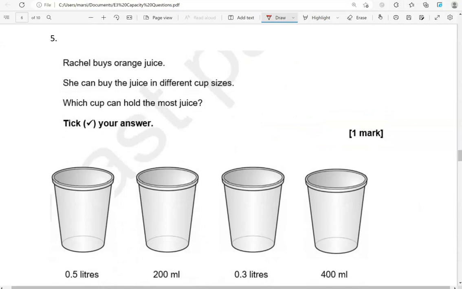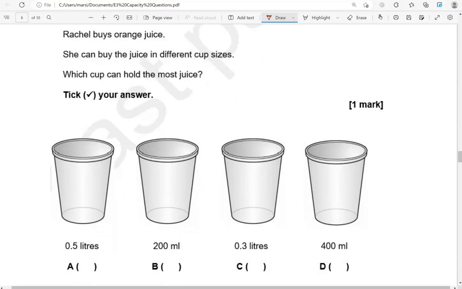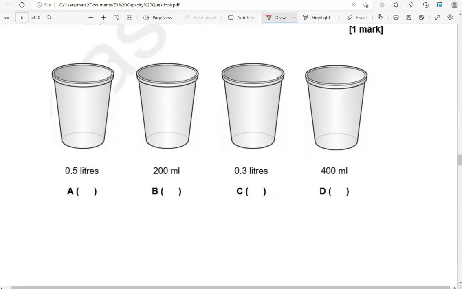Rachel buys orange juice. She can buy the juice in different cup sizes. Which cup can hold the most juice? Tick your answer. So is it A with 0.5 litres, B with 200 millilitres, C with 0.3 litres, or D with 400 millilitres? So 0.5 litres, that is 500 millilitres.